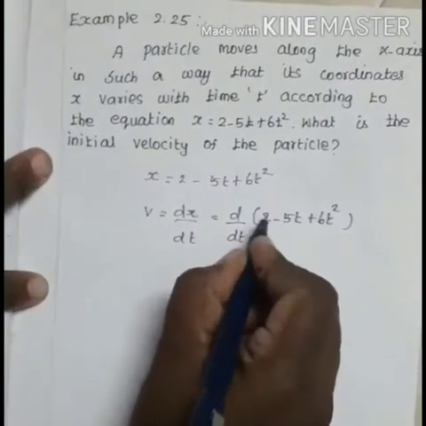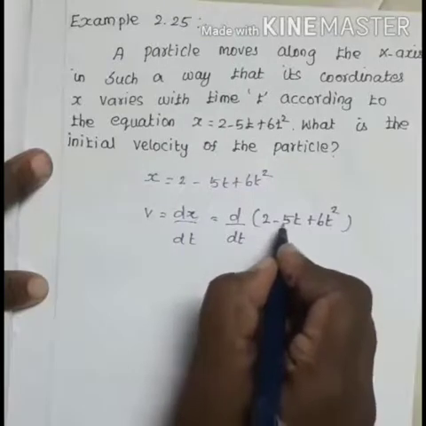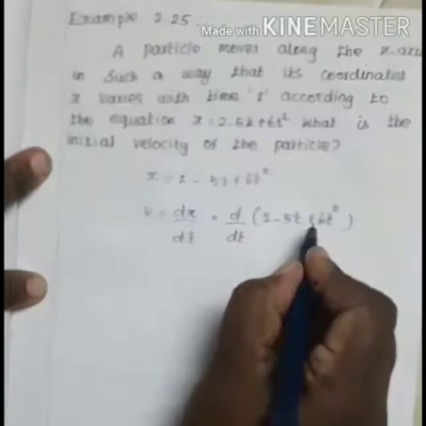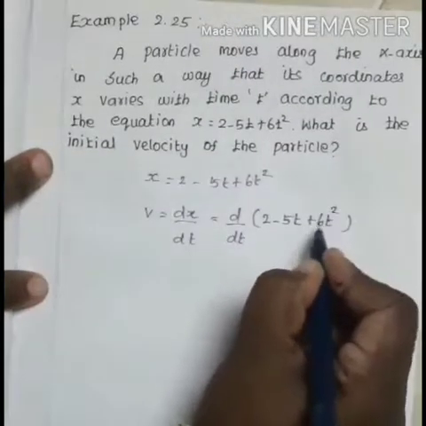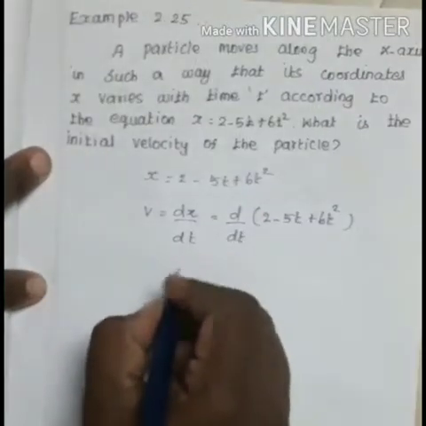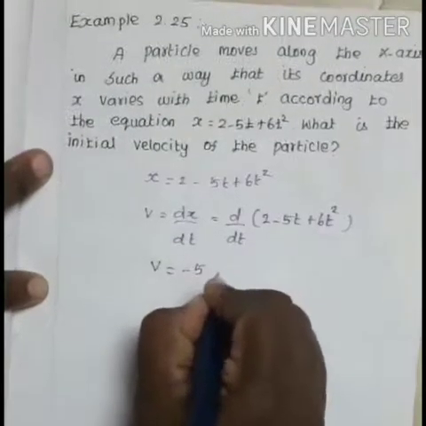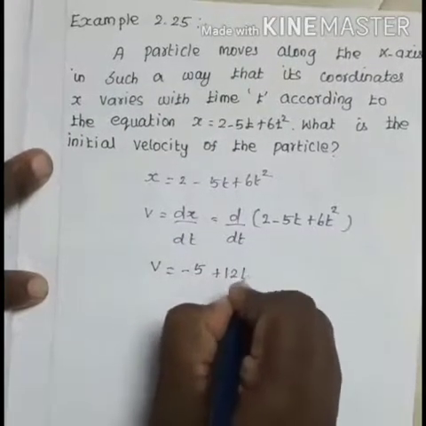The first term is a constant, so its derivative is 0. Then minus 5 times dt/dt gives minus 5. For 6t², differentiating gives 2 into 6, that is 12t. Therefore, now we write the equation: v = -5 + 12t.